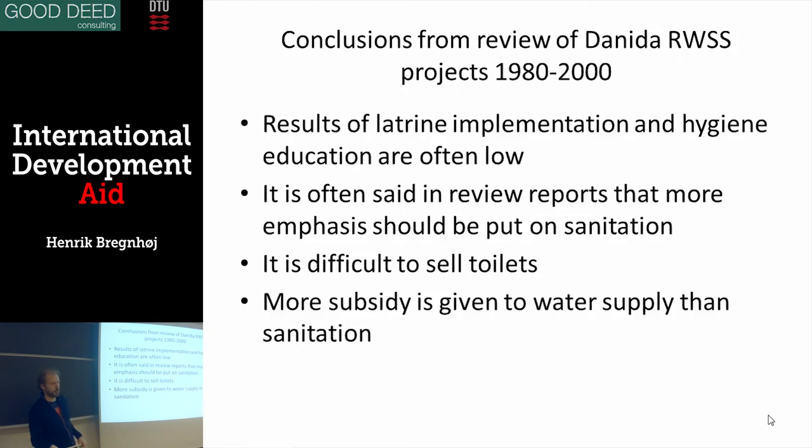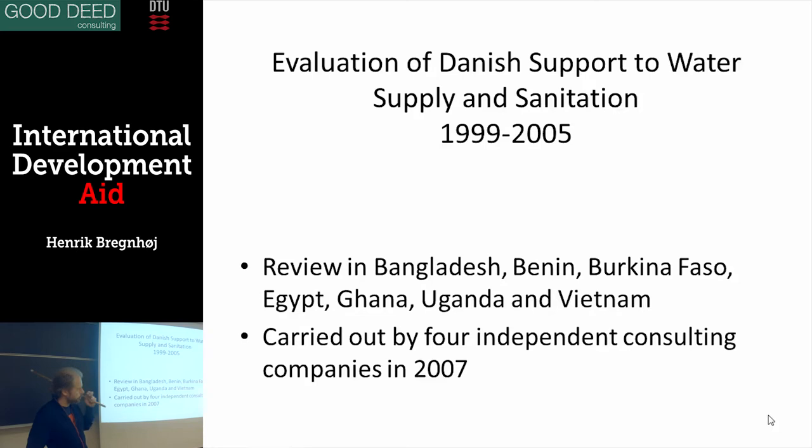So they were told by reviewers to put more emphasis on sanitation. They found out it's difficult to sell the toilets, and they gave a lot of subsidy to water supply. They didn't give subsidy to sanitation. There could be some relation between the results and this fact. So that was some of the conclusions up to 2000 here.